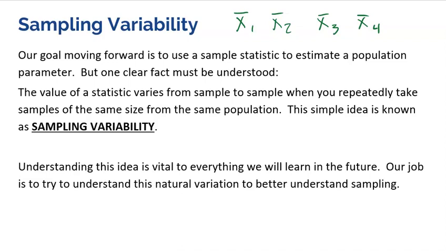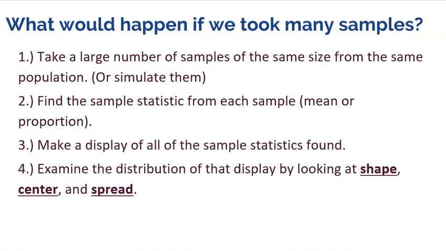If we did not have this idea, then honestly, we wouldn't even need this class, because we would take one sample and that one sample would be the same for all other samples, but that's not true. Understanding this idea is vital to everything we will learn in the future. Our job is to try to understand this natural variation better so that we can understand sampling. All right. So what would happen if we took a look at many samples? Again, sampling, right? Looking at sample after sample after sample.